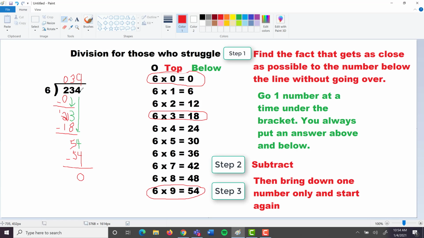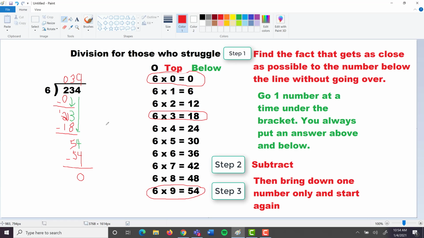I'm out of numbers to bring down. I have an answer up here over every number, and this is 0. So I'm done. I know I'm done because I don't have any more numbers to bring down, and I know I have no remainder because the answer was 0. If I have a number down here, it's got to be smaller than 6 or you didn't go in far enough. But if I have a number down here, that's my remainder. So my answer is 39.